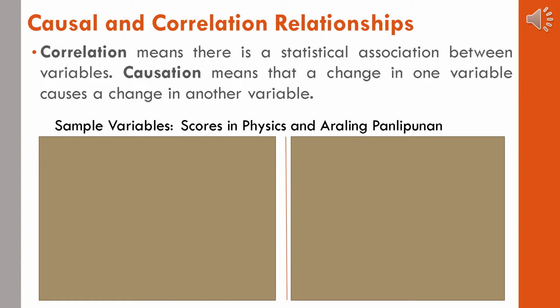For example, mataas yung math mo, pwedeng mataas din yung physics mo. Di ba? O kaya, mataas yung math mo, pero mababa yung physics mo. So, mataas yung math mo, pero mababa yung English mo. Di ba? So, correlation ang tawag doon. Sa causation naman, yung isang variable, kapag nagbago sa isang variable, pwedeng may mabago rin sa another variable.